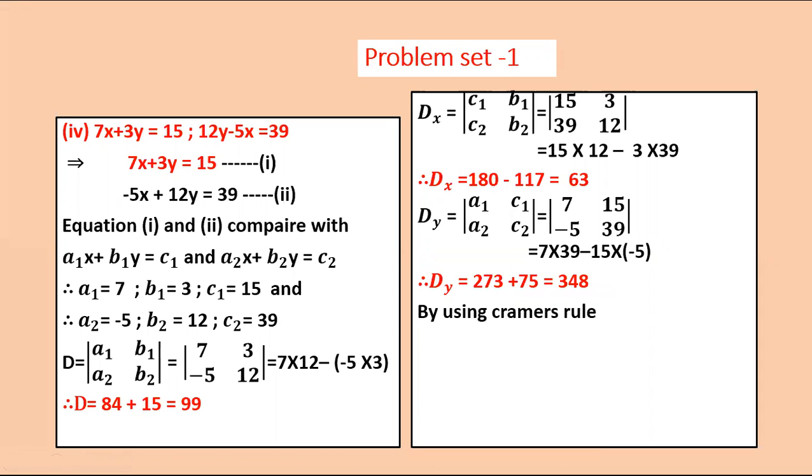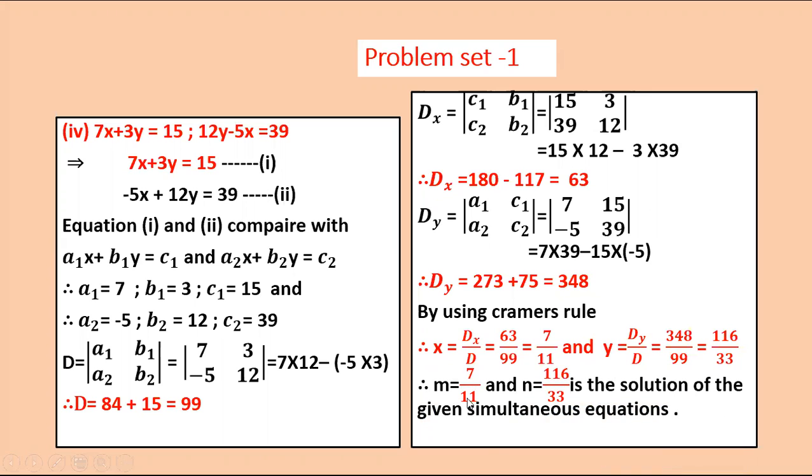By using Cramer's rule, we get x is equal to Dx upon D, 63 upon 99. Dividing numerator and denominator by 9, we get 9 sevens are 63, 9 elevens are 99, so 7 upon 11. And y is equal to Dy upon D, 348 upon 99. Dividing 348 and 99 by 3, we get 116 upon 33. This is the answer. Therefore, x is equal to 7 upon 11 and y is equal to 116 upon 33 is the solution of the given simultaneous equations.